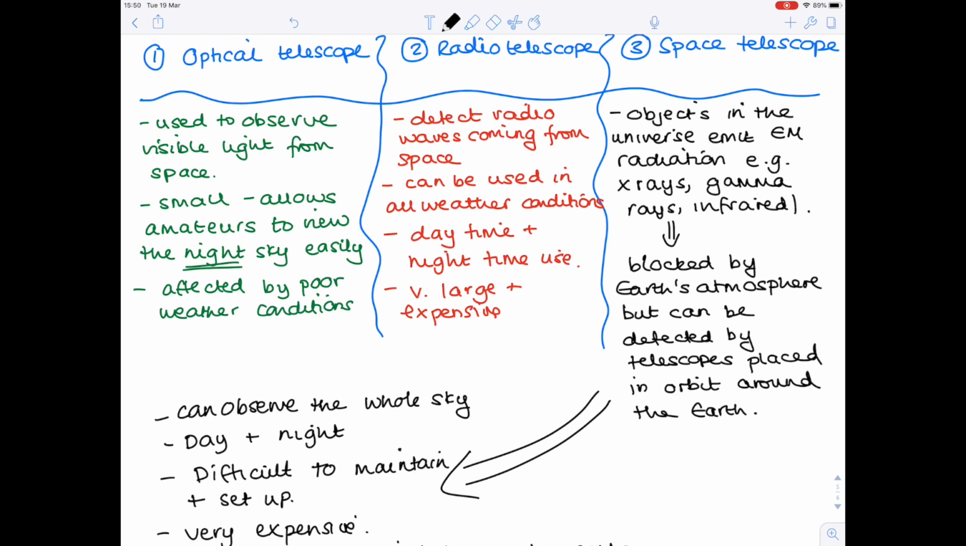Not that you'd do this, but if you actually went to a desert, you'd be more likely to see the sky more clearly because there'd be less light pollution. I'm going to write that here just for completeness' sake.